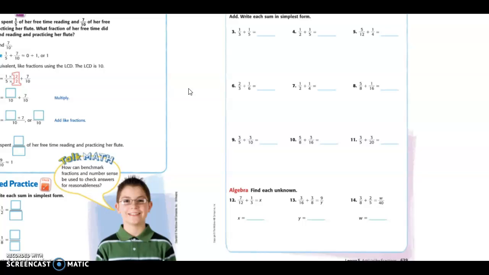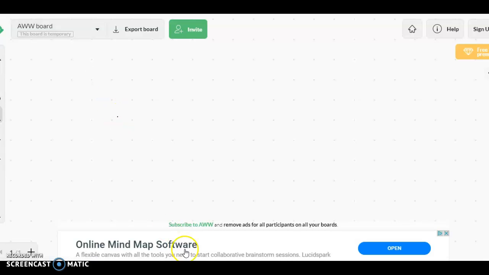We have 1/3 plus 1/5. So I'm going to move over here. Make sure that's working. There we go. Move over here to my whiteboard. I have 1/3 plus 1/5.